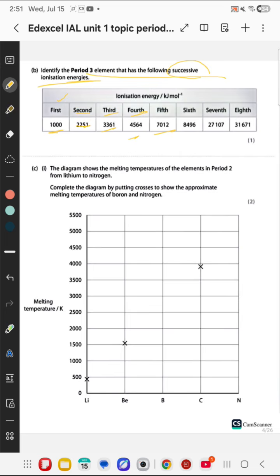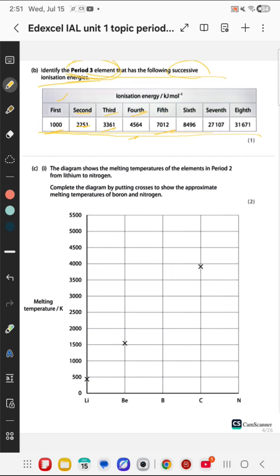So these are the period 3 elements. They are not telling you which element it is. They are just saying, identify the period 3 element that has the following successive ionization energies. They are giving you the successive ionization energy for that element, but not the name of the element. They are just giving you the hint that the element belongs to period 3.